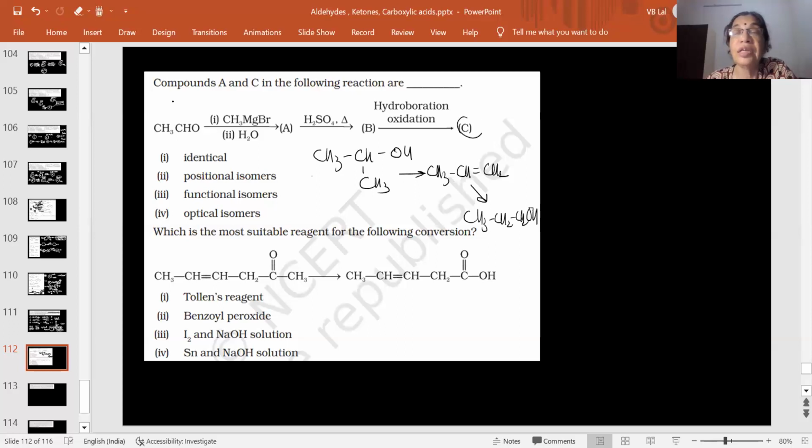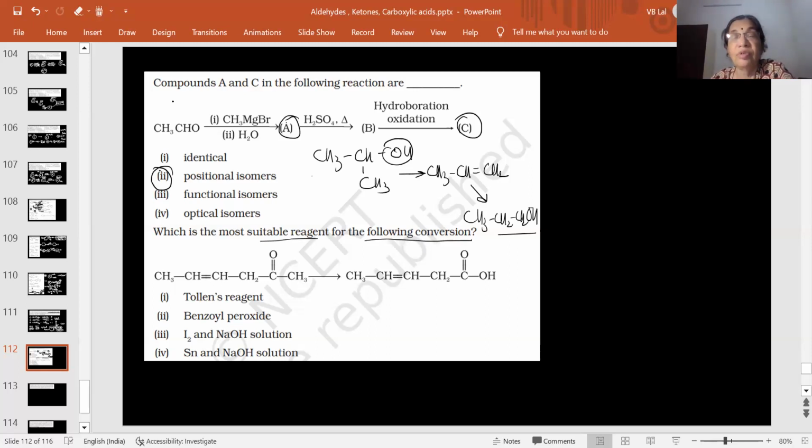So what are C and A? They are positional isomers. OH was on the second, here the OH. This is 2-propanol, this is 1-propanol. So 1-propanol and 2-propanol, what can they be? They can be position isomers. Position. Now, which is the most suitable reagent for the following conversion?